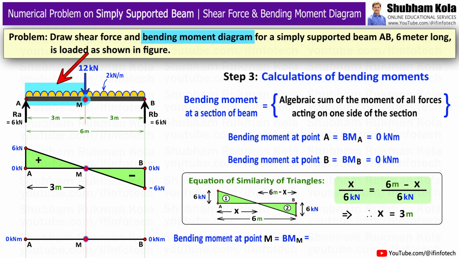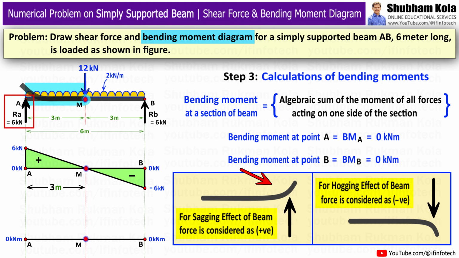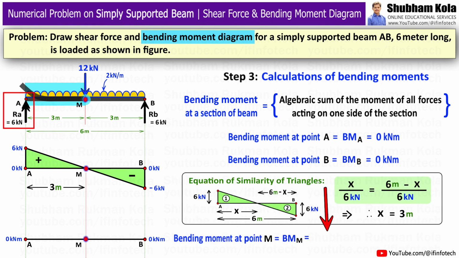Here at the left hand side of point M, there is reaction force Ra of 6 kN, which is acting on the beam in the upward direction. Due to this force, the beam shows sagging effect, and for sagging effect of the beam, I will consider this force as positive. So I will add this force with positive sign. And as per the definition, moment is force into distance. So I will multiply this force with the distance, that is 3 meter.